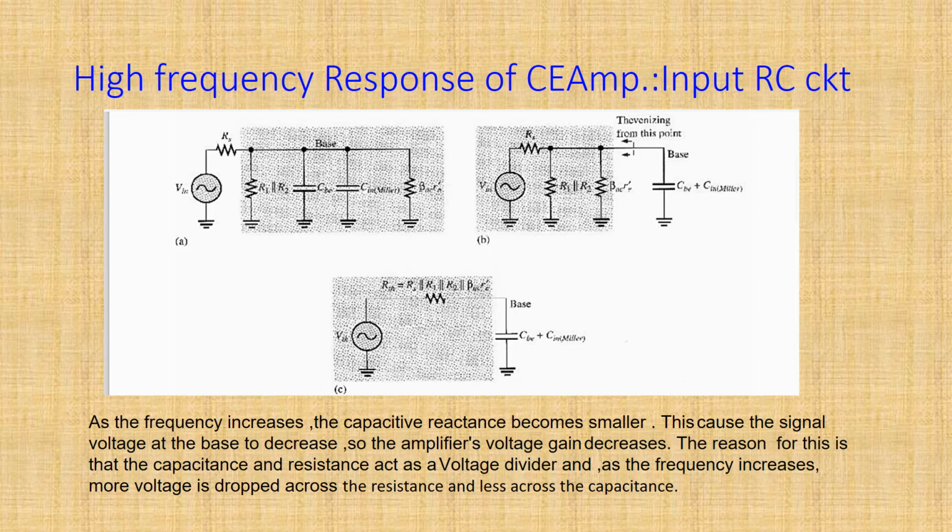As the frequency increases, the capacitive reactances become smaller. This causes the voltage at the base to decrease, so the amplifier voltage gain decreases. The reason for this is that the resistance and capacitive reactance act as a voltage divider, and as the frequency increases, more voltage is dropped across the resistance and less across the capacitance.